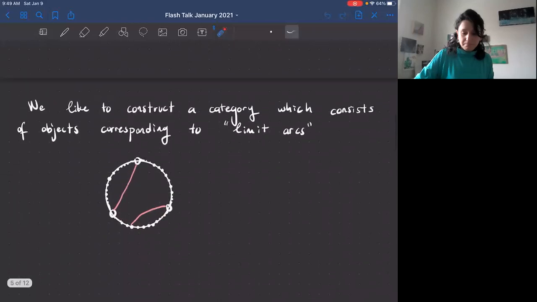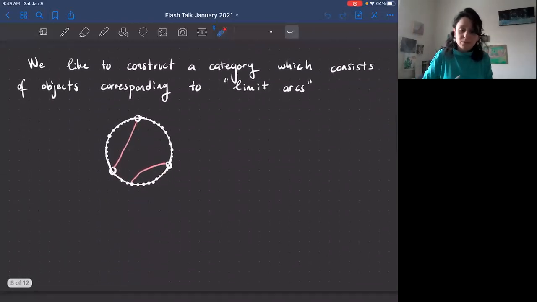What we want to do in this study is construct a category which consists of objects corresponding to what we call limit arcs. By limit arcs, I mean arcs where one endpoint or both of them are accumulation points. I want to include arcs which have accumulation points as endpoints, or maybe one of them is an accumulation point and the other is a normal marked point. We would like to include the objects corresponding to these arcs in a category.